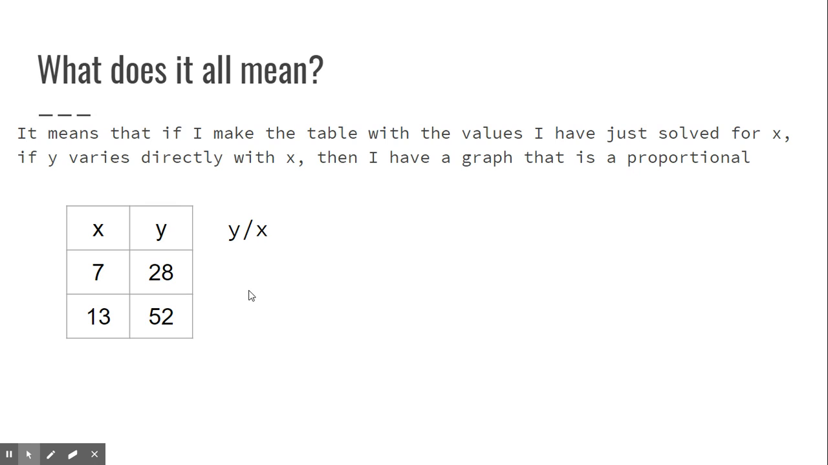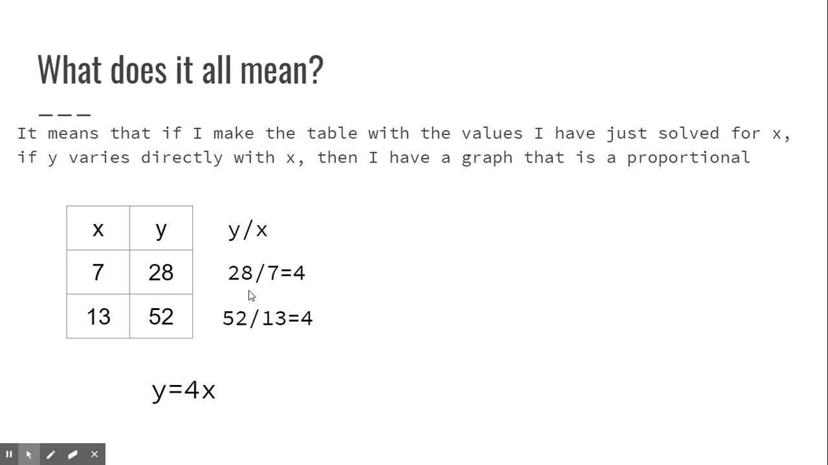Why do I know to use a proportion where the fraction equals another fraction, cross multiply and divide? How do I know that those are my steps? Well, I'm going to follow what we've already learned. 28 divided by 7 is equal to 4. 52 divided by 13 is equal to 4. So that's how I know that solving for direct variation means that I'm solving for proportionality. And I know that because I was getting 4 and 4.